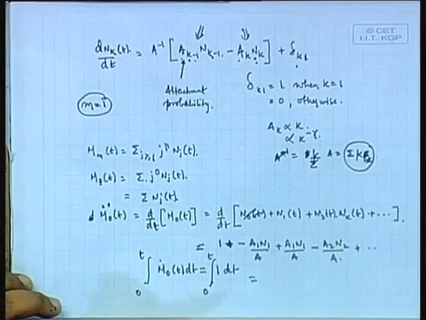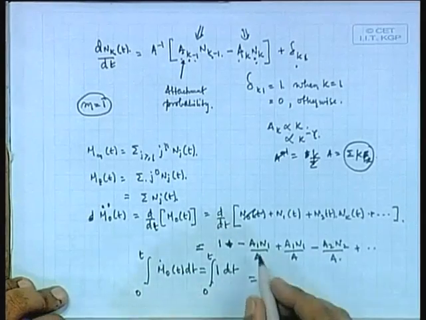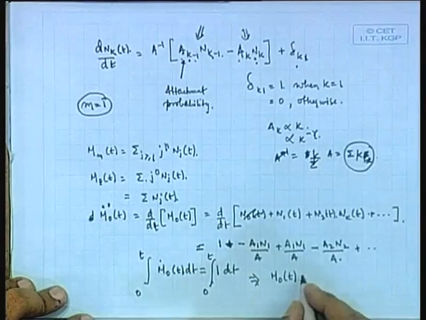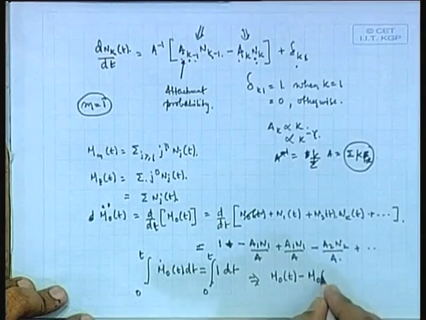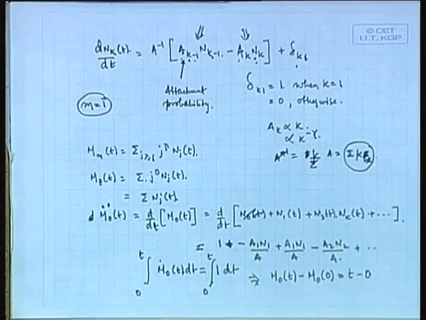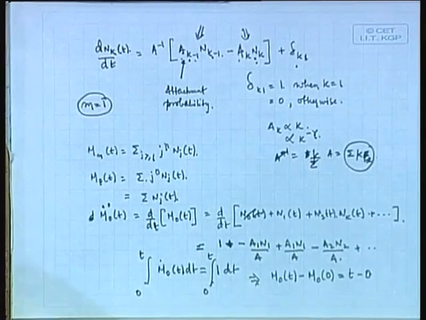Okay, I can do the integration on both sides from 0 to t, and what will this become? m0(t) minus m0(0) is equal to t minus 0, because the integration of 1. Agreed?